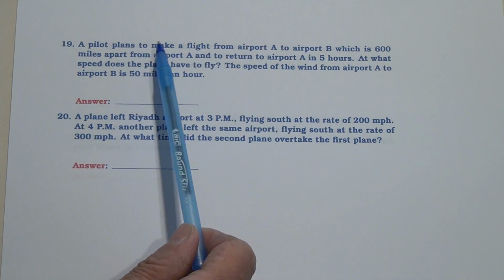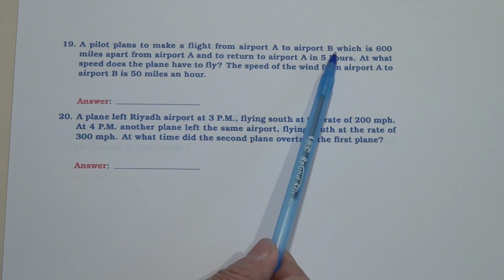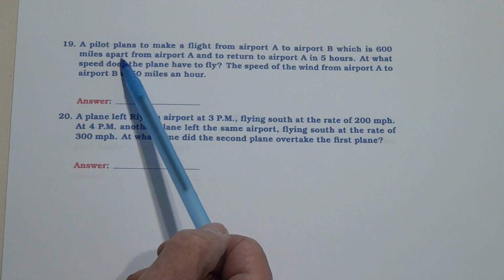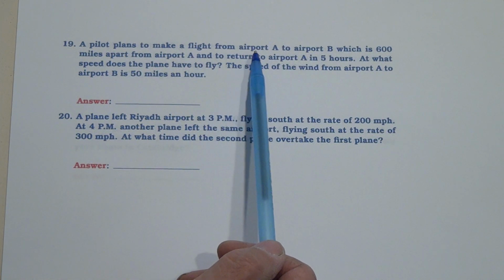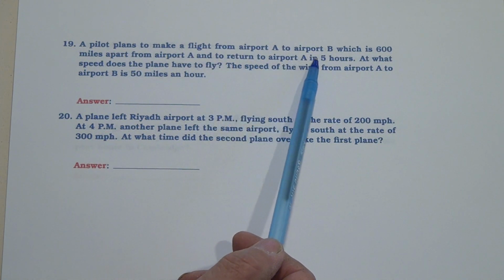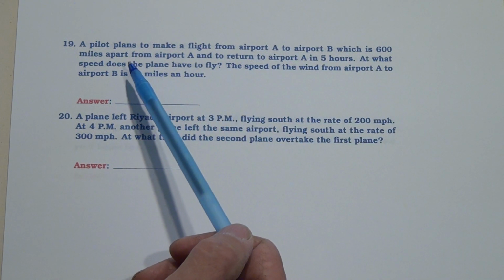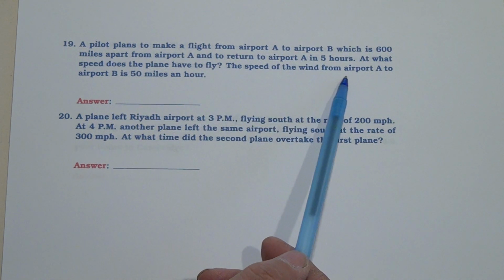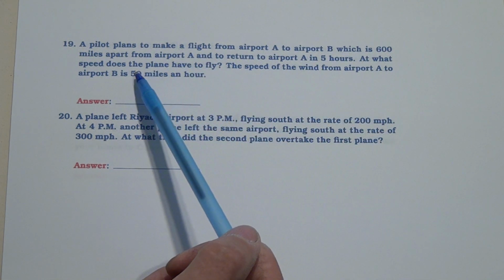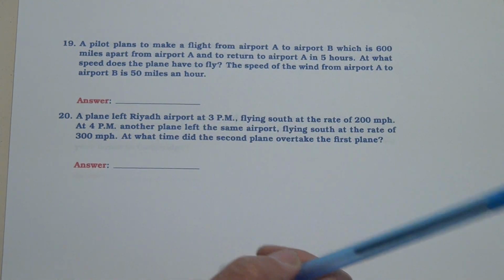A pilot plans to make a flight from airport A to airport B with a distance of 600 miles, and then from B to A as a return, total 5 hours. At what speed did the plane have to fly? The speed of wind from airport A to B was 50 miles an hour. Okay, stop the video and come back in 20 seconds.